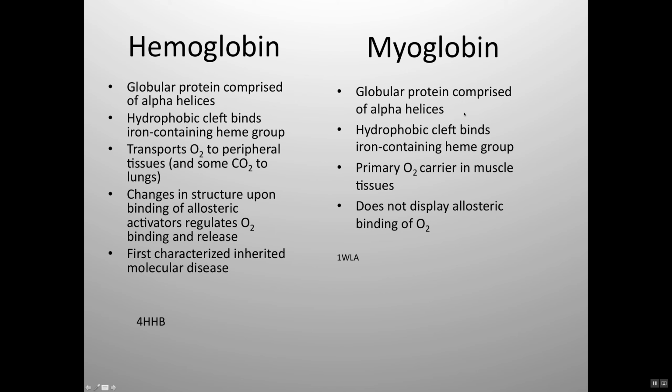Myoglobin, also a globular protein with alpha helices, also has a heme group, and this is the primary oxygen carrier in muscle tissues, and it does not display allosteric binding of oxygen, which I'm going to explain as we go along.